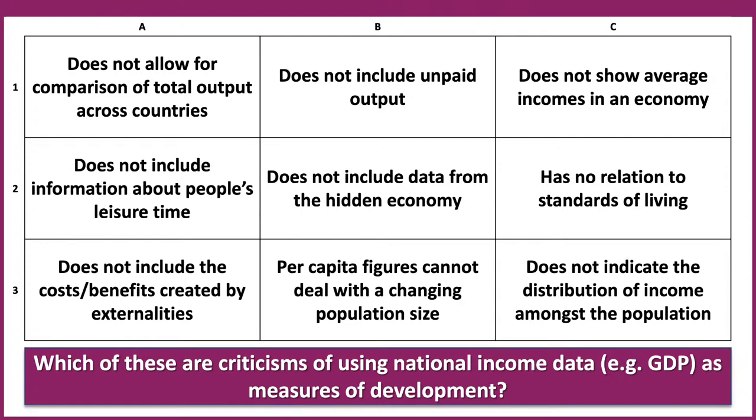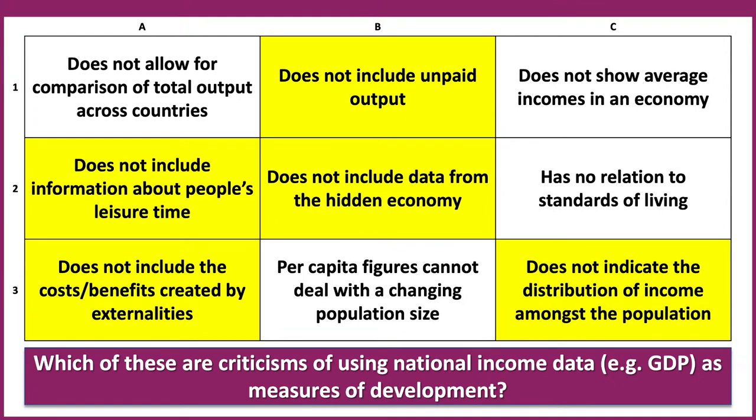We'll give it a few more seconds to see if we've got any other options. We've got a 3A coming in. So 3A, that's talking about, doesn't include the cost benefits created by externalities. We'll give it a few more seconds and then we will have Jim reveal the answers to us. So have a guess, have a go, but we'll go 5, 4, 3, 2, 1. Can we have the answers please, Jim?